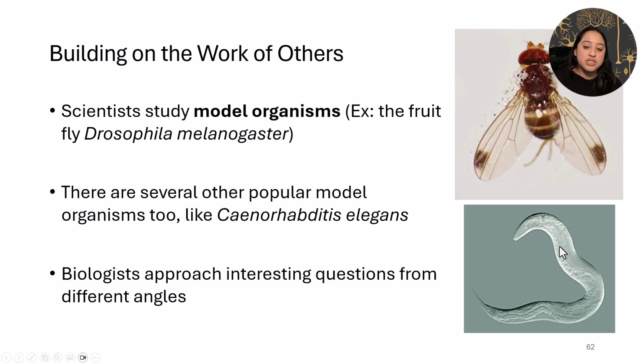Like, for example, in the worm, we know every single neuron by name. There's 302 neurons. And because so many groups have studied it, we know every single one by name. And so there's a lot of tools out there by being able to have various groups study the same model organism. There's a lot of resources that you can each draw on. So yeah, sometimes biologists approach interesting questions from many different angles.